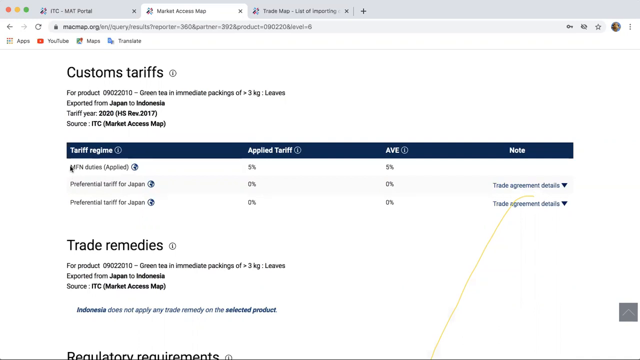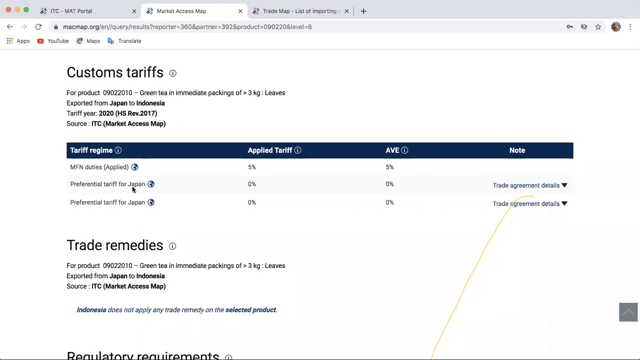These are the most favored nations duties. So this is a commitment that a country makes to the World Trade Organization to give everyone from all member states of the World Trade Organization the same treatment. So if you see an MFN duty there, it means that all World Trade Organization member states get an applied tariff of 5% and not higher. So in this case, the MFN duties are 5%.